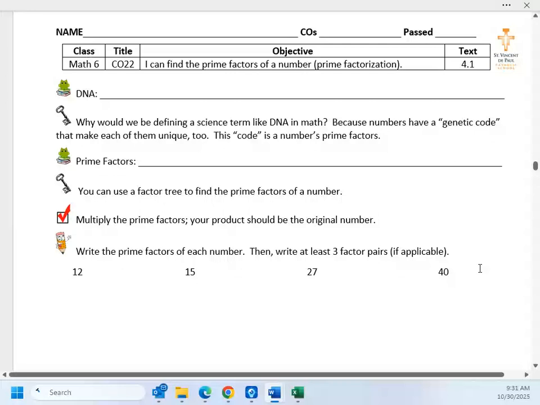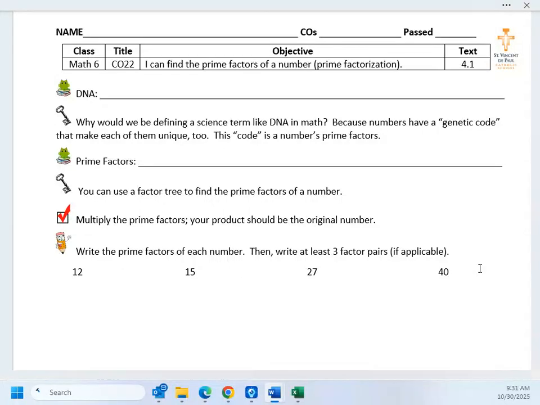Good morning. Today we are continuing on working with those factors. We are doing CO22. I can find the prime factors of a number. That's called prime factorization. So yesterday we talked about what a prime number is, those numbers that don't have any other factors besides itself and one. And we're going to be breaking down those composite numbers to their primes. So we're going to see how to do that.